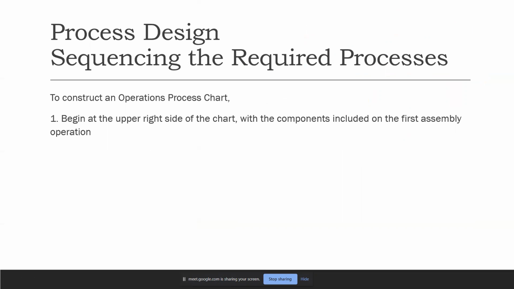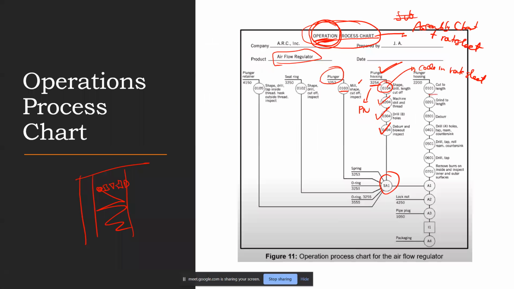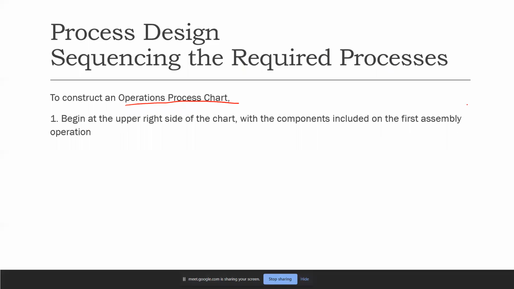So, now, how will we sequence the required processes? Alam na natin ngayon yung flow. So, alam na natin, nakapag-construct na tayo ng OPC, operations process chart. Ayan, paano ba siya gawin? So, normally, we are beginning it dun sa upper right side of the chart with the components included in the first assembly operations. So, dito tayo nagsisimula sa first. Okay, ito po yung first step natin.